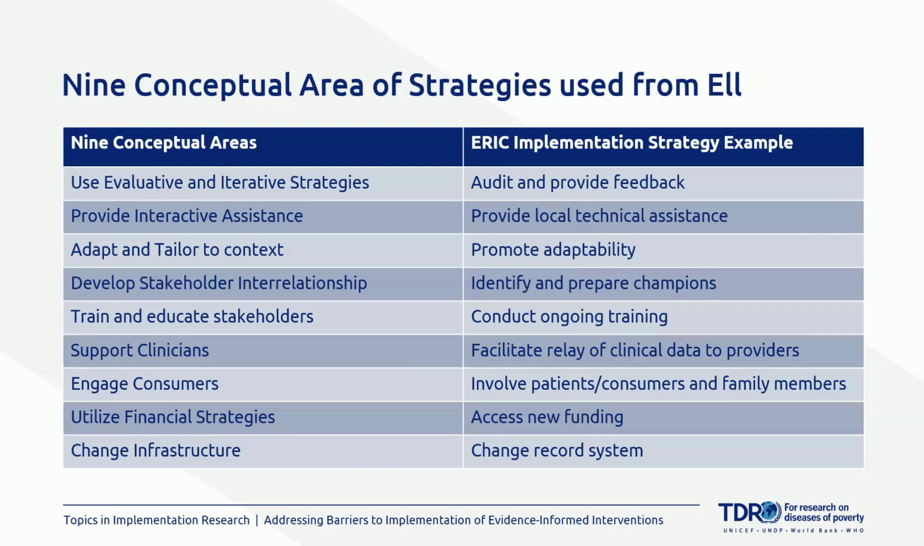So, for example, in terms of the thematic area engage consumers, one of the strategies from the paper is to involve the consumers or the family members, because if you want to engage consumers, you have to make sure they're also involved. Or, for example, if you want to train and educate stakeholders, you want to train health workers. So what cluster does that fall into? Train and educate health stakeholders. And what strategy does it say? Conduct ongoing training. So this paper gives a very good idea, in a very short few pages.